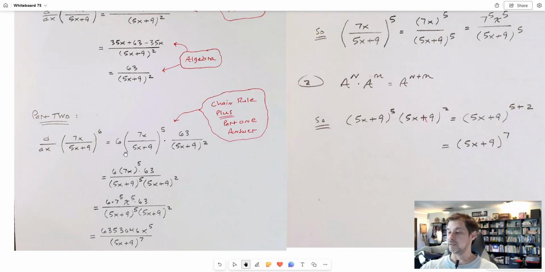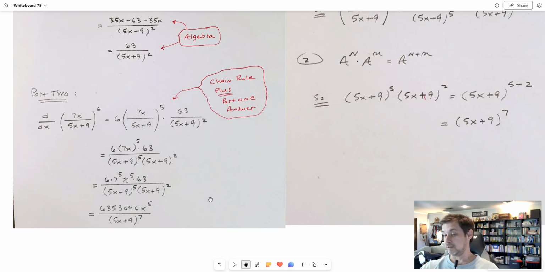Additionally, I mentioned just a second ago, exponents distribute over both multiplication and division. So if I have 7 times x to the 5th power, that would be individually 7 to the 5th power times x to the 5th power. Then on top of that, I see that there's some arithmetic that can be done, like 6 times 7 to the 5th power times 63. That turns out to be a little more than 6 million. Okay, so there's that number, and then x to the 5th power. And then on the bottom there, I'm multiplying like bases, so I can add their exponents together. 5 plus 2 is 7. Okay, so that's the whole process.